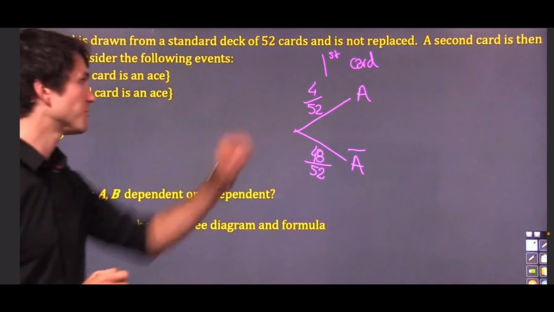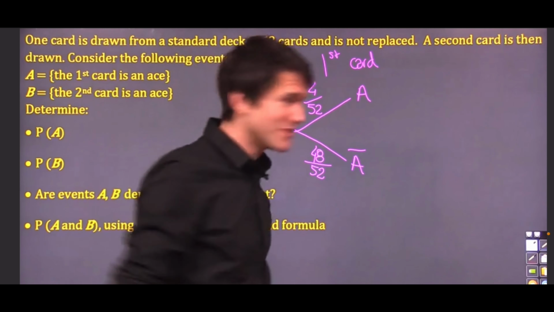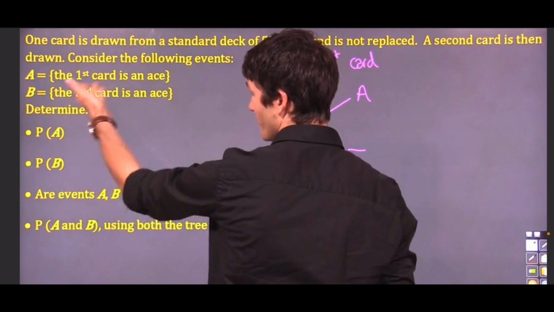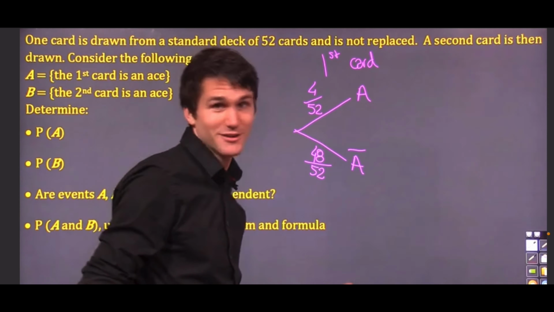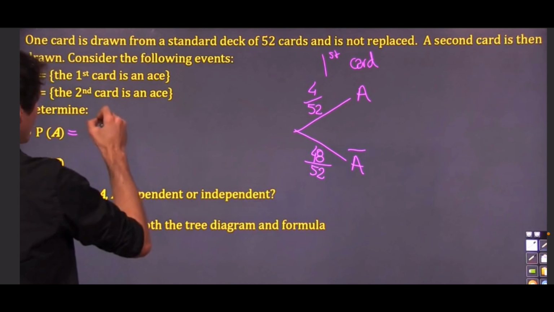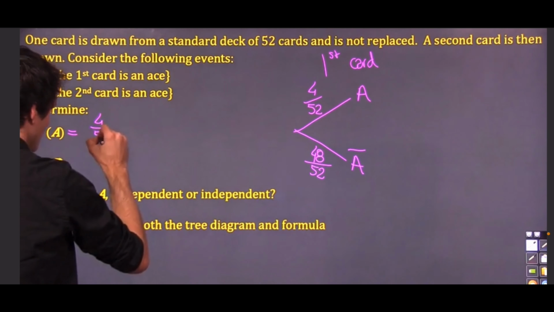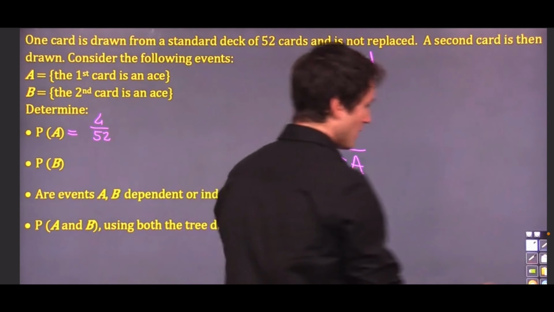Okay, so that's our first draw. And you know what? That's good enough information for us to do part A. What's the probability that the first card is an ace? Well, I only care about the first draw if I'm only calculating the first draw, so the probability the first card is an ace is 4 out of 52. Sweet. Didn't even feel like we had to do any work for that at all.